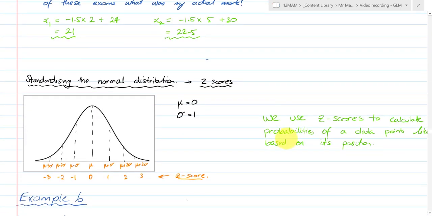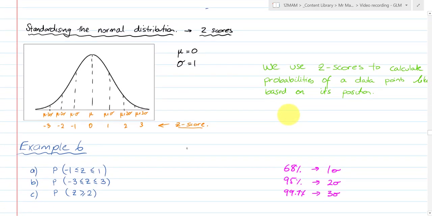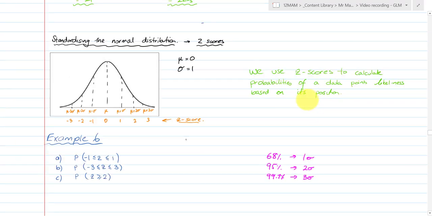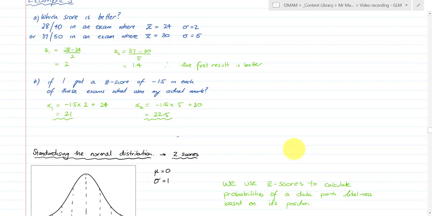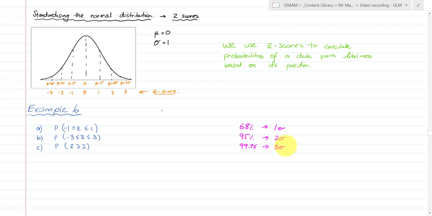And let's look at the last section here, standardizing the normal distribution and looking at z-scores. I've got a pretty big example here that I want to run through and just make sure that you can do. There we are. So remember that we have our mean, and then we have mean plus sigma. We have our mu plus 2 sigma, mu plus 3 sigma, minus 2, minus 3. And there's our equivalent z-scores. We use z-scores to calculate probabilities of data points' likeliness based on position. So we can convert to z-scores and then calculate probabilities of z-scores.